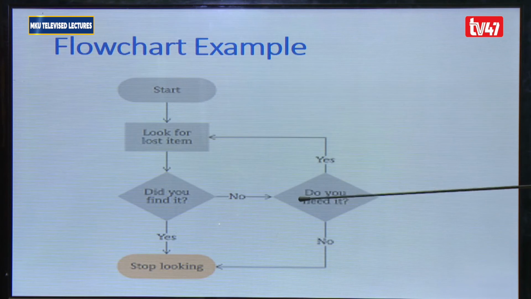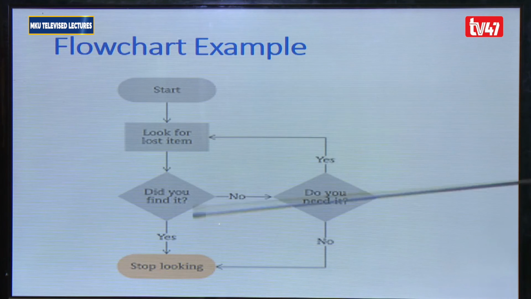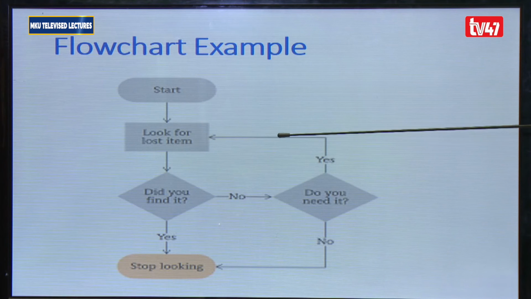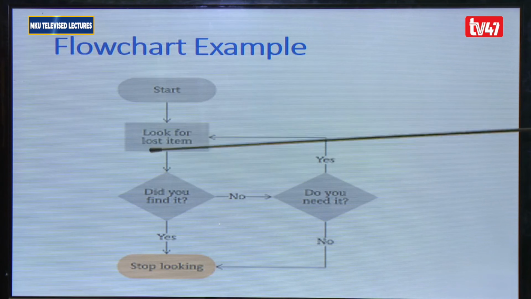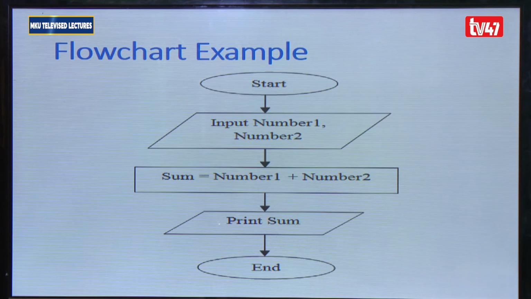And again, you can ask yourself, do I need this thing? If you don't need it, then you can stop looking for it. If you need it, it's very important, then you continue with the look for process. Another example is a programming example here. If you want to find the sum of two numbers, we start somewhere, we end somewhere. So we can start, then we key in the two numbers. If there are three, you can add number three.